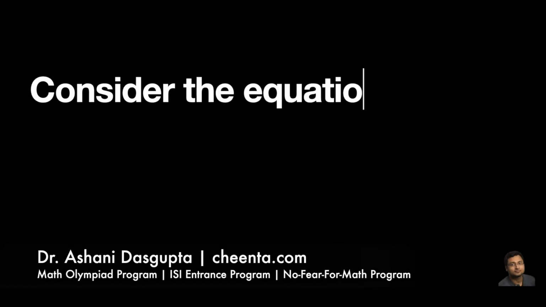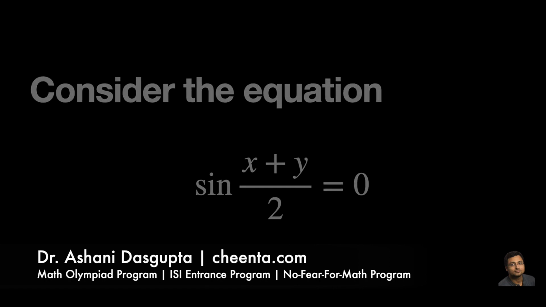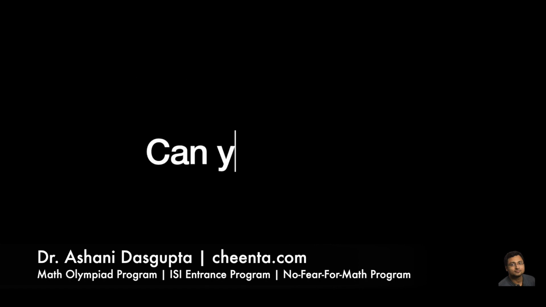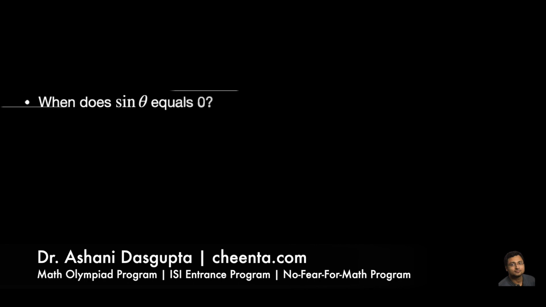Consider the equation sine of (x plus y) by 2 equal to 0. Can you graph this equation like on a graph paper? Now, the first question we have to ask is, when is sine theta equal to 0? For what values of theta?